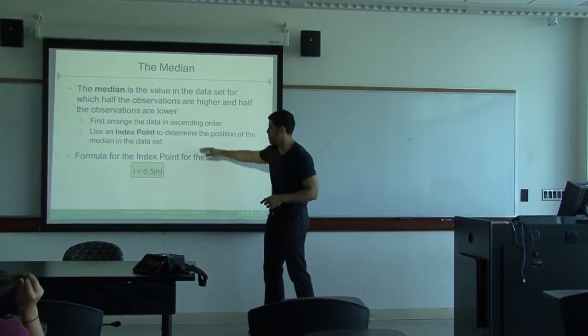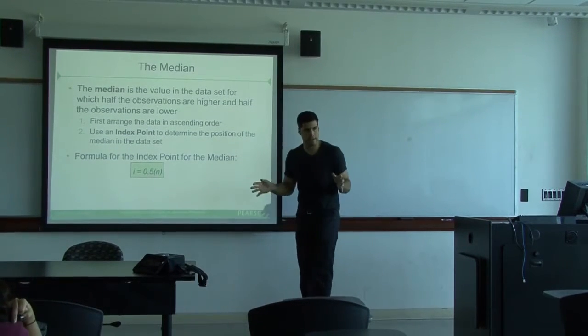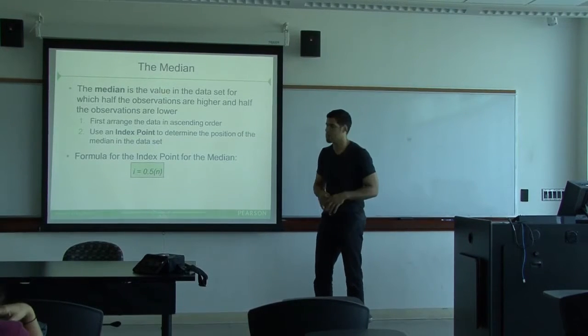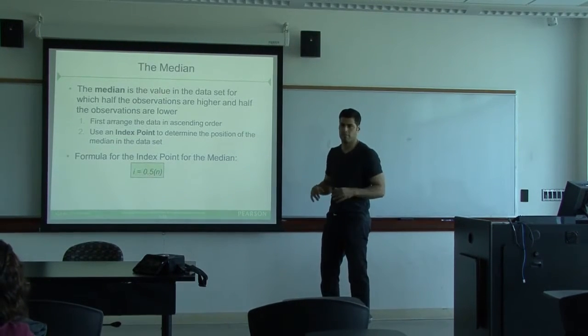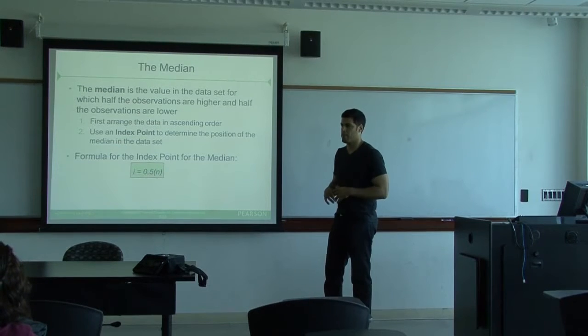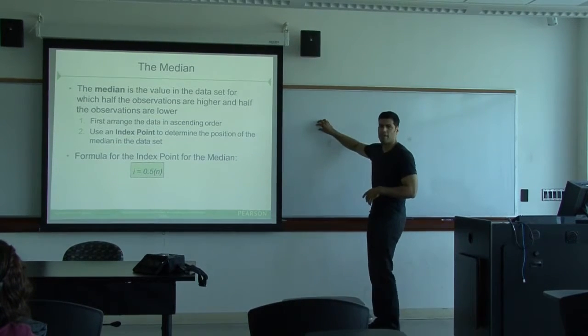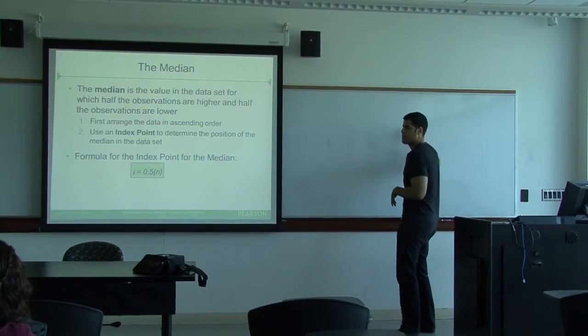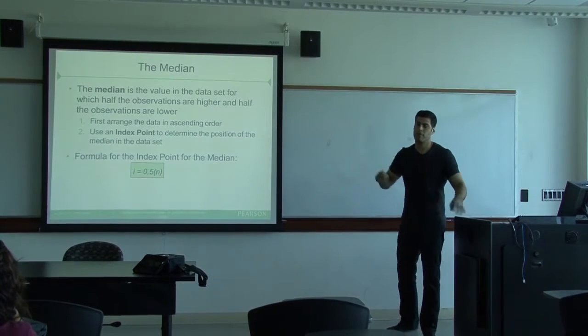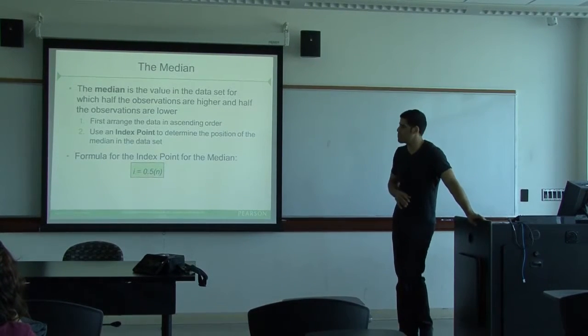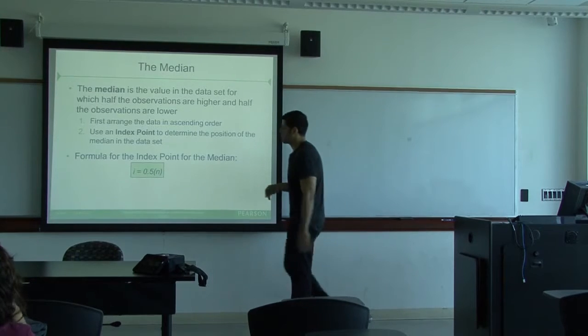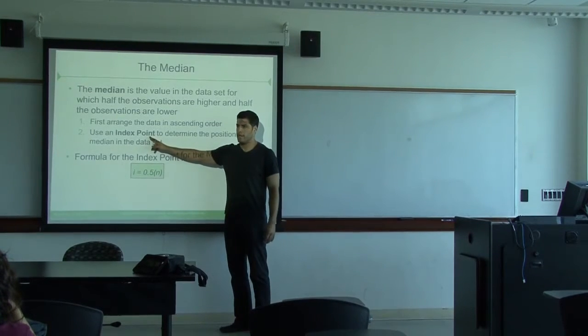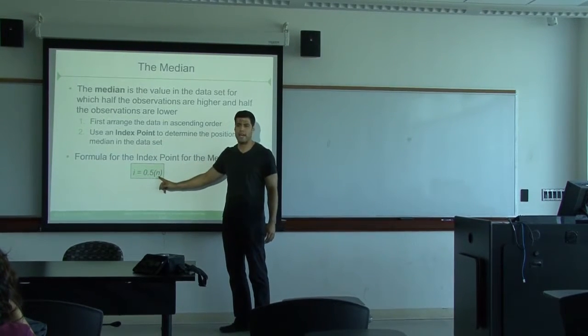First, you take the data, and you rearrange the data from smallest to largest. Okay? So you start with the smallest value in the data set, and you move to the right. You write them out from smallest to largest. Then you compute the index point. All right? The index point is going to be 0.5 times n. What is n? The sample size, basically the number of observations.